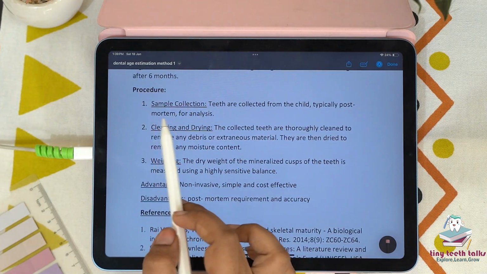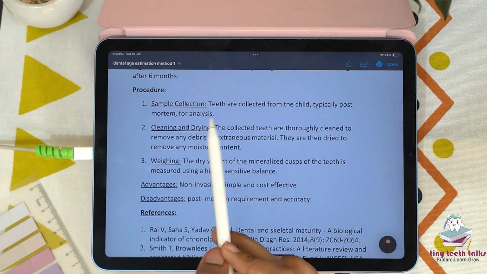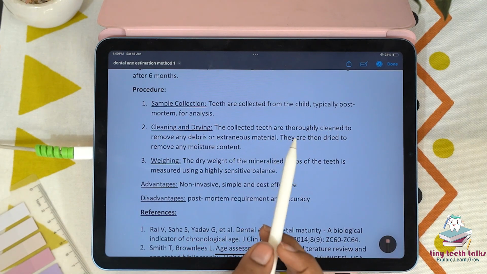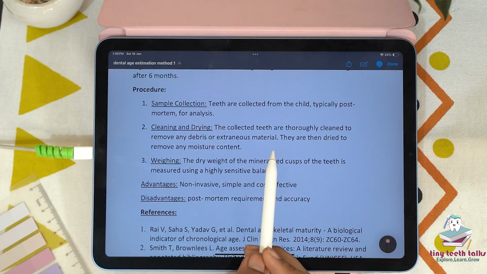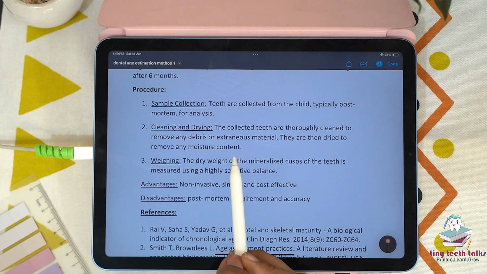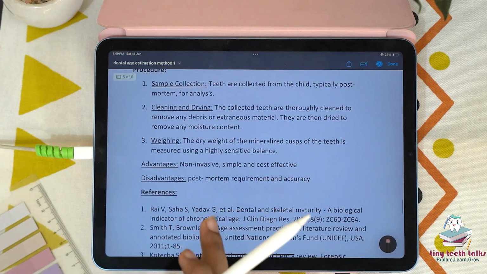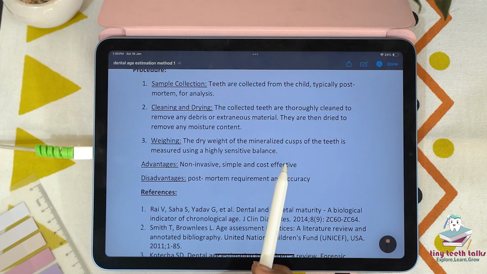The procedure: sample collection. Teeth are collected from the child, typically post-mortem, for analysis. Cleaning and drying. The collected teeth are thoroughly cleaned to remove any debris or extraneous material. Then they are dried to remove any moisture content. Weighing: the dry weight of the mineralized cusp of the teeth is measured using a highly sensitive balance.